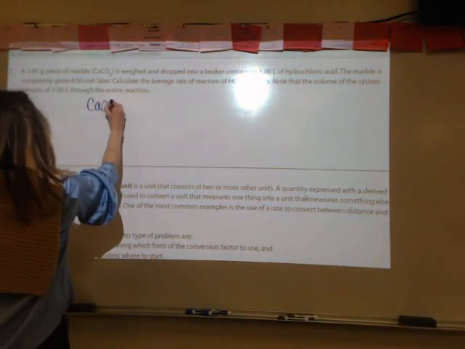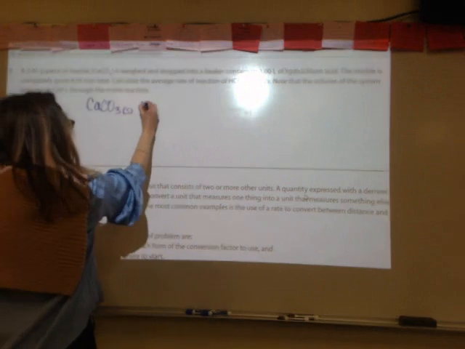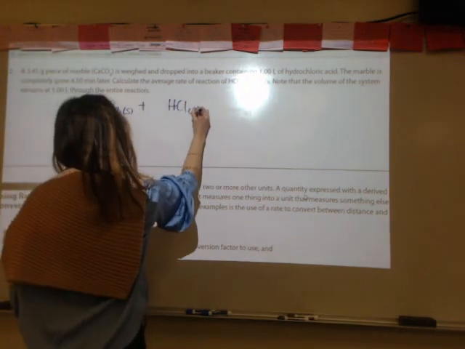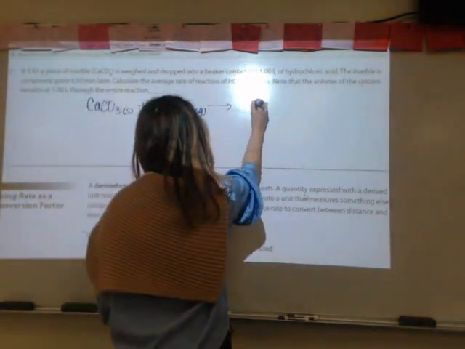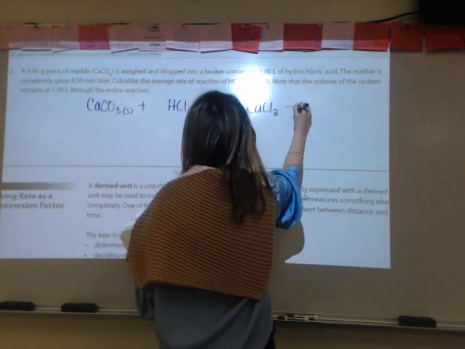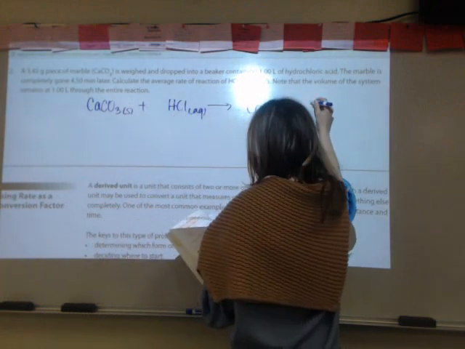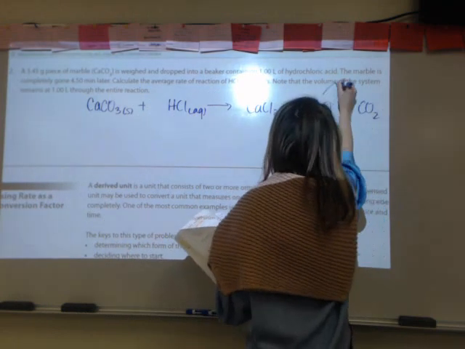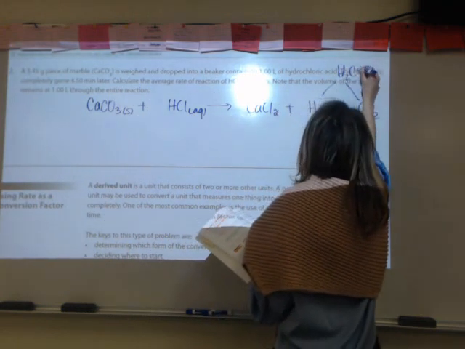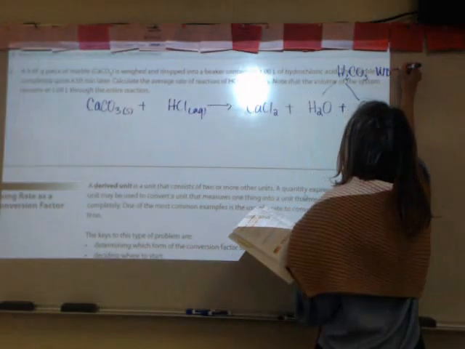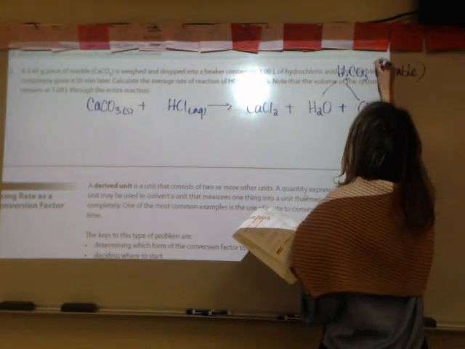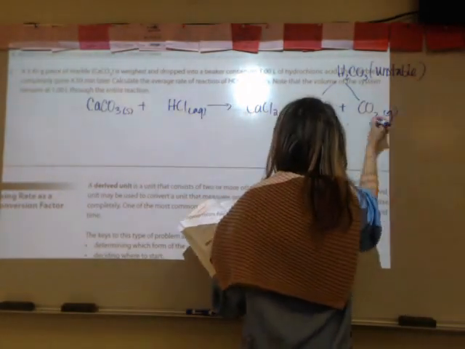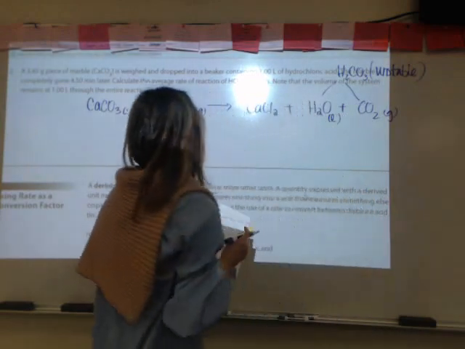So you have CaCO3 solid dropped into hydrochloric acid. You're going to make calcium chloride, and then carbonic acid, which is unstable, so that means you form water and carbon dioxide. So this is from H2CO3, which is totally unstable, which we talked about in the fall. So you're making carbon dioxide gas and liquid water.